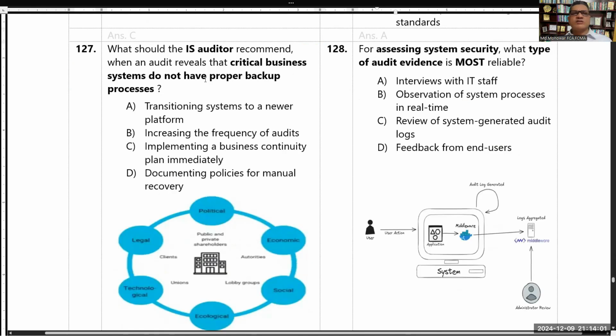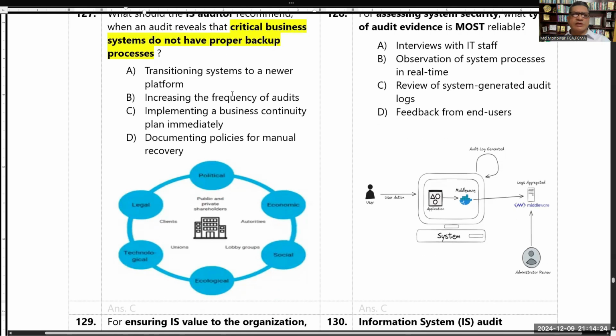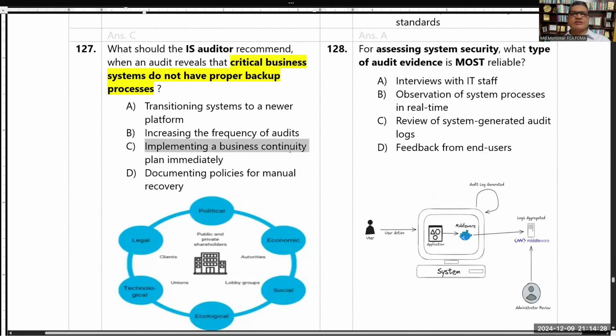What should the IS auditor recommend when an audit finds that critical business systems do not have a proper backup process? The IS auditor should recommend implementing a business continuity plan immediately.